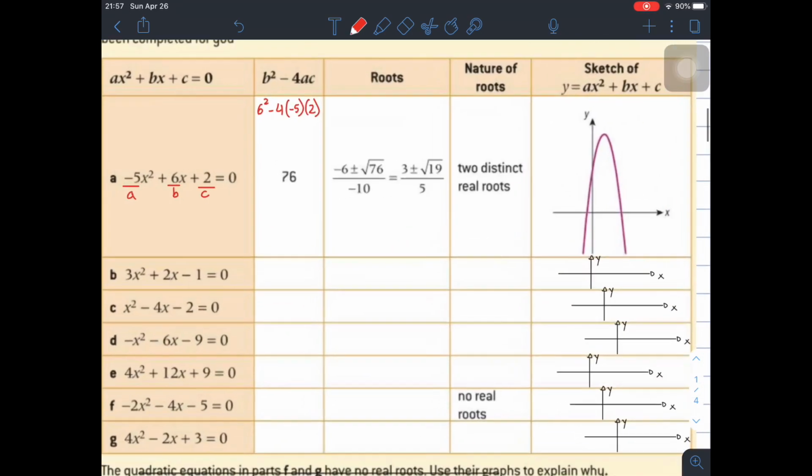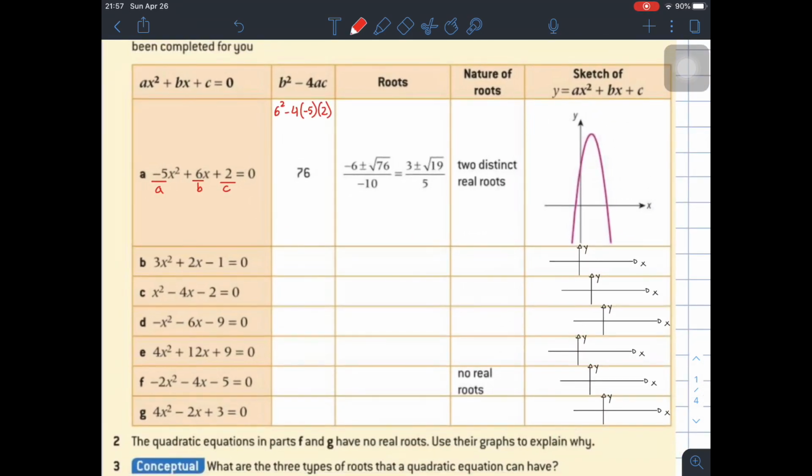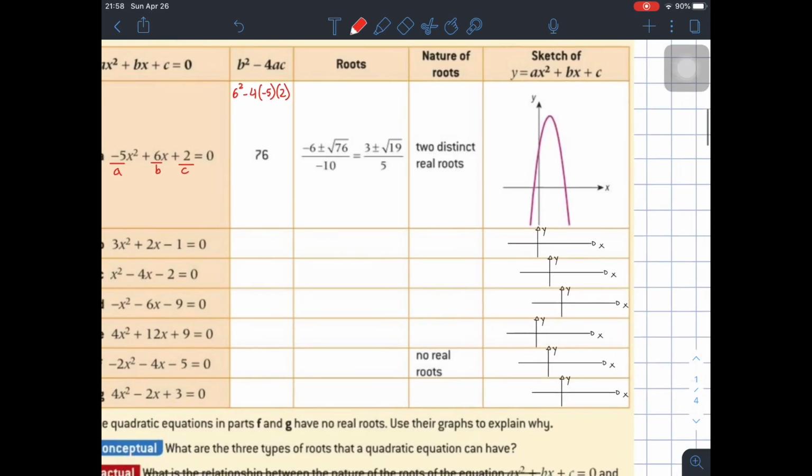So we're going to do this together. The first, we have this equation over here, which is negative 5x squared plus 6x plus 2 equals 0. As you can remember from previous classes, we can identify the value of a, b, and c. Once we have identified that, the table asks to find this term over here, which is b squared minus 4ac. You will understand why we're finding this in a while, but for now, just follow the instructions. So b squared is 36, and then minus 4ac, and all of this should give us 76. If you want, you may try doing this on your own with your calculator.